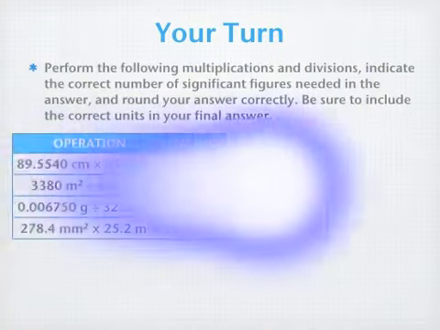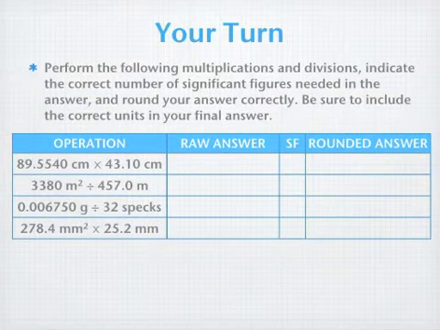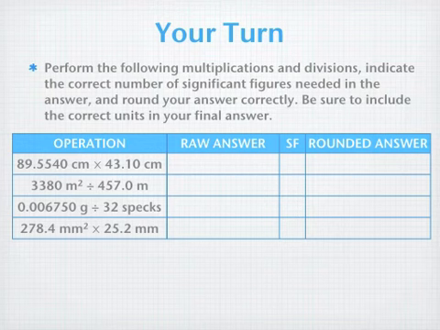Alright, it is your turn. I want you to perform the following multiplications and divisions. I want you to indicate, in all cases, the raw answer. That's your calculation before you round it. I want you to indicate how many significant figures there are, and I want you to round your answer to the correct significant figures. I'll pause the video, let you do your work, and then you can restart the video when you're ready. Alright, so you're back. How did you do?